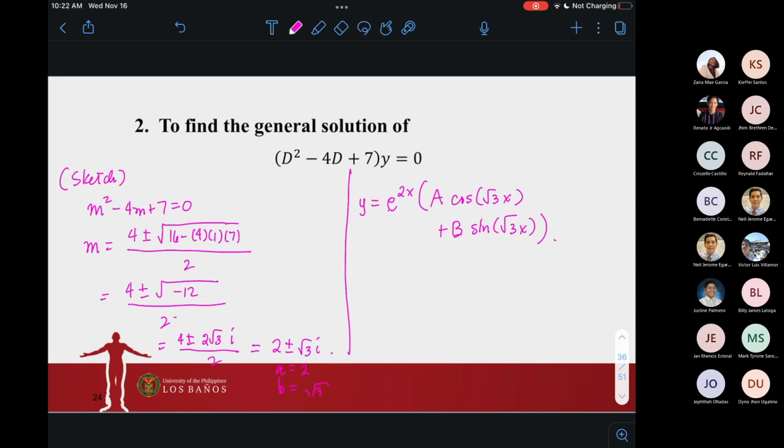Katuwaan lang, so sige, yun na lang. Yun na lang yung homework nyo. Next homework, I'll send the details later, but let's do a reaction video on the problem set.